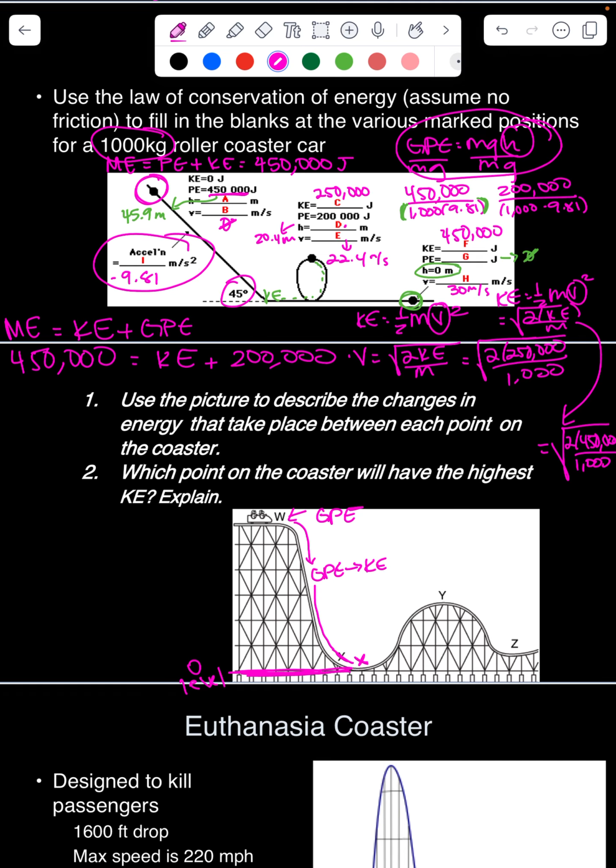So at point X, all of that GPE has been turned into kinetic energy. As it climbs back up, some of that kinetic energy is turning into GPE again. And at Y, it has both kinetic and GPE. So it keeps turning back into kinetic. And then here at Z, it's mostly going to be kinetic, but because it is not at that zero level, it will have a little bit of GPE left in it.